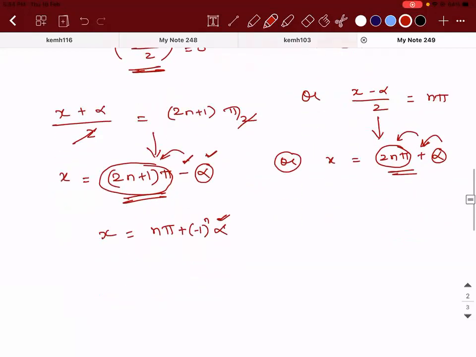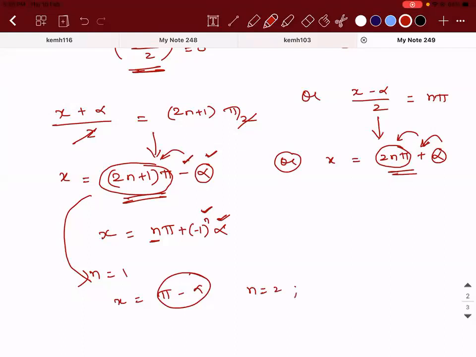Now see what is going to happen. When I put n equal to 1, is 1 an odd number or an even number? Obviously, an odd number. Then here you'll put n as 1. So when n is equal to 1, x will come out as pi minus alpha. Where did I get this pi minus alpha? From here. Similarly, if I put n equal to 2, I get 2 pi plus alpha. I got it from here. Are you guys clear with why we are putting this minus 1 to the whole power n?